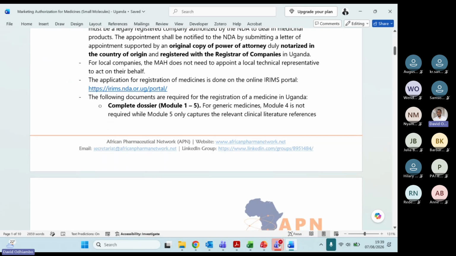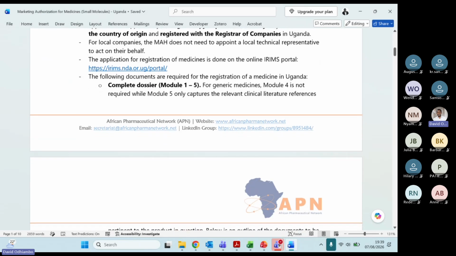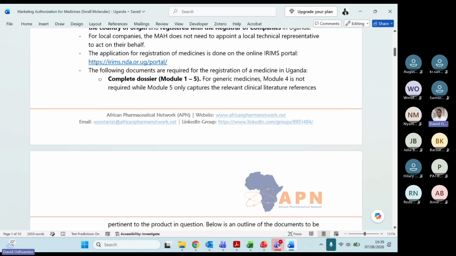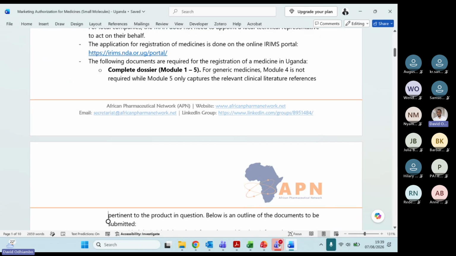For local companies, the manufacturer can be the same as the applicant, and in that case, you don't need to have a local technical representative. Currently, there is a switch, and actually the applications for new product registration are happening through the online portal, the Regulatory Management Information System. That is the IRIM system that the Uganda government has put in place.